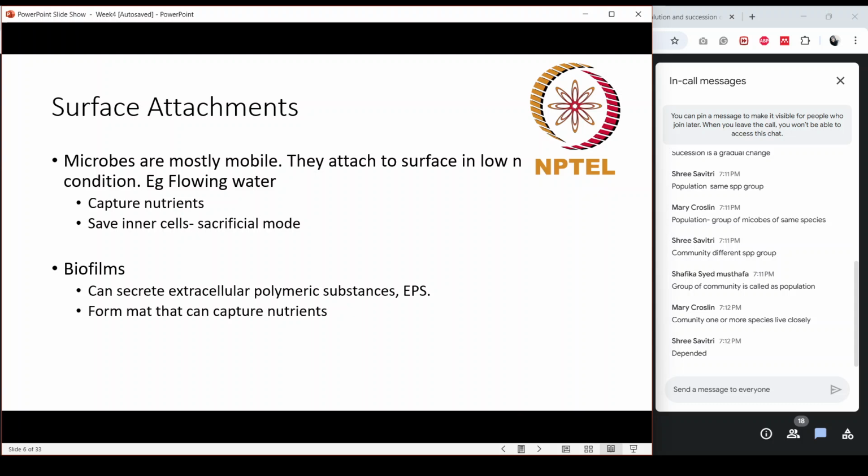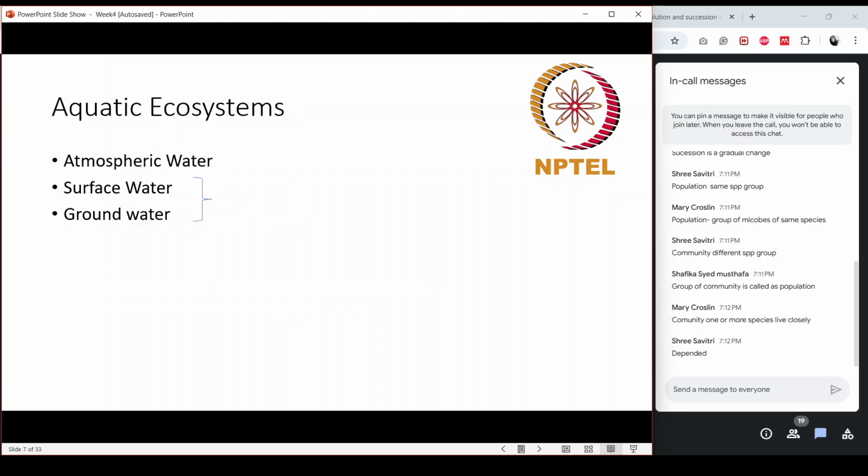How do they do this? They form a biofilm which can secrete extracellular polymeric substance, that is EPS in short. So it forms a mat over the surface, that slimy thing that you see. It forms a mat and then it captures the nutrients from the flowing water. So this is how it survives.